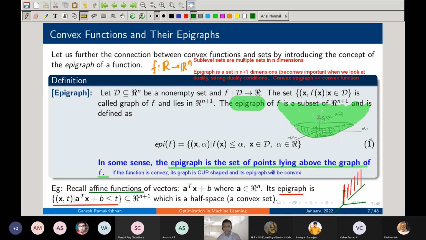So, sir, the epigraph is a set of points, right? It's a set of points in R n plus 1 dimensions, as you saw here. It's a subset of R n plus 1. Yes, the sublevel sets are also sets of points, but they're in R n. Yes, so alpha being the n plus one th dimension. Exactly.